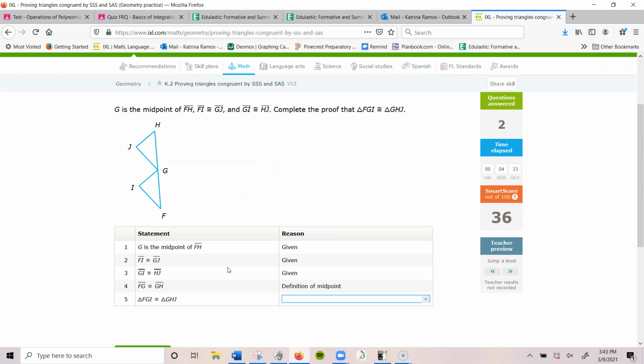You can get a handle of this just by looking at your proof. When you're only given sides, that must mean that this would be SSS. So, for example, G is the midpoint of FH. That means that this is congruent to this. HG is congruent to GF, which is given over here in statement 4. Then FI is congruent to GJ, so this would be congruent to this one. And FG is congruent to GH, which we already know. And basically, let me start over. Sorry. Let me just get the diagram so you can see this a little better.